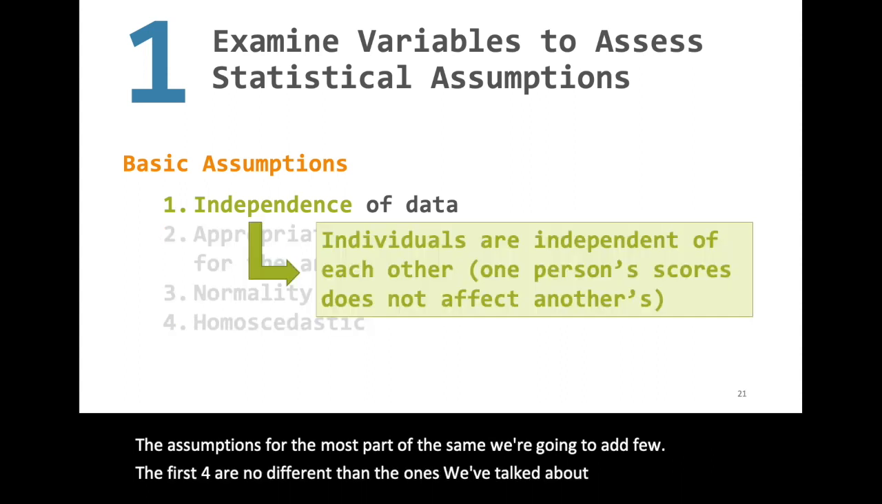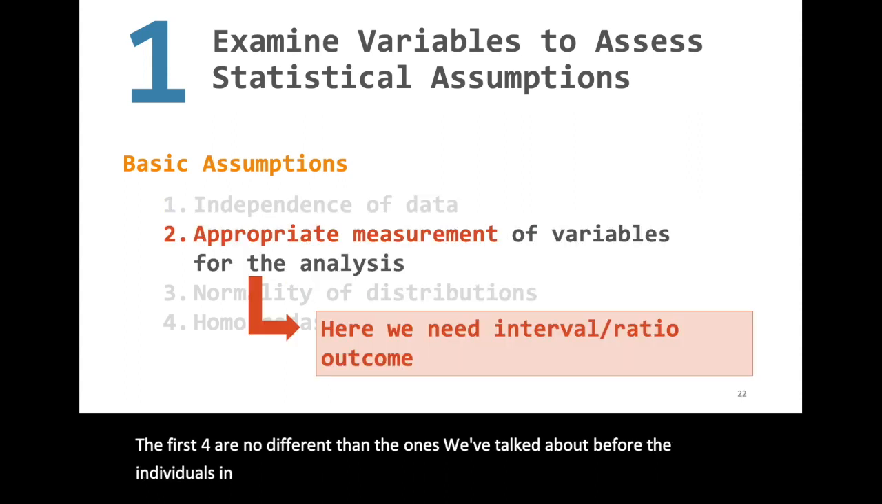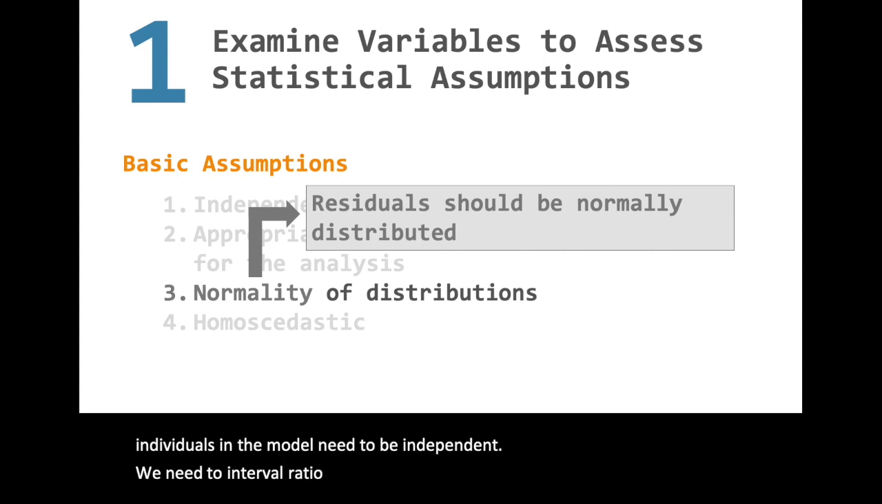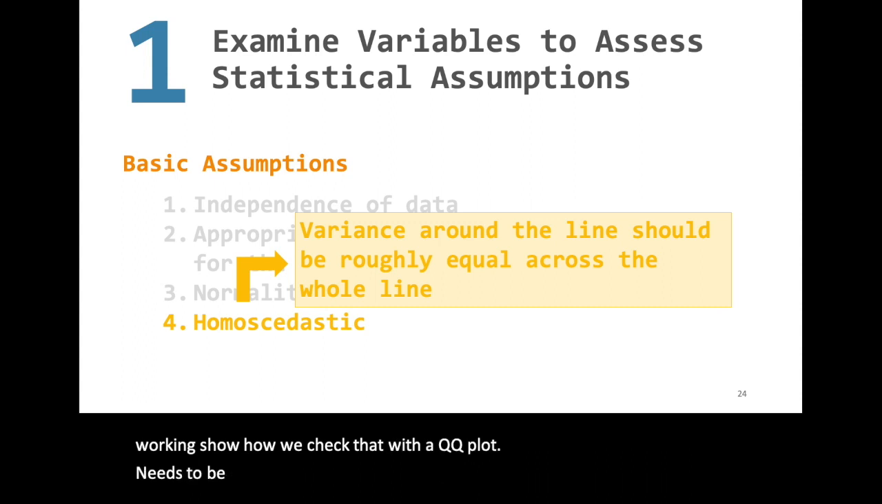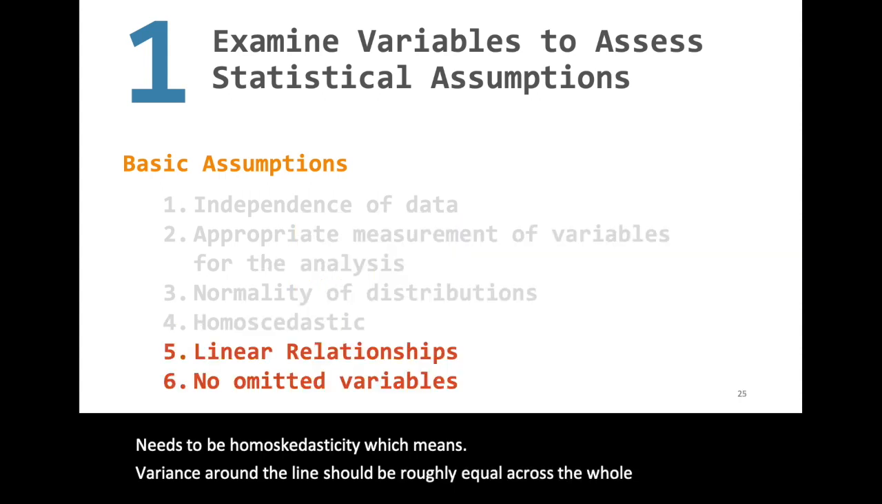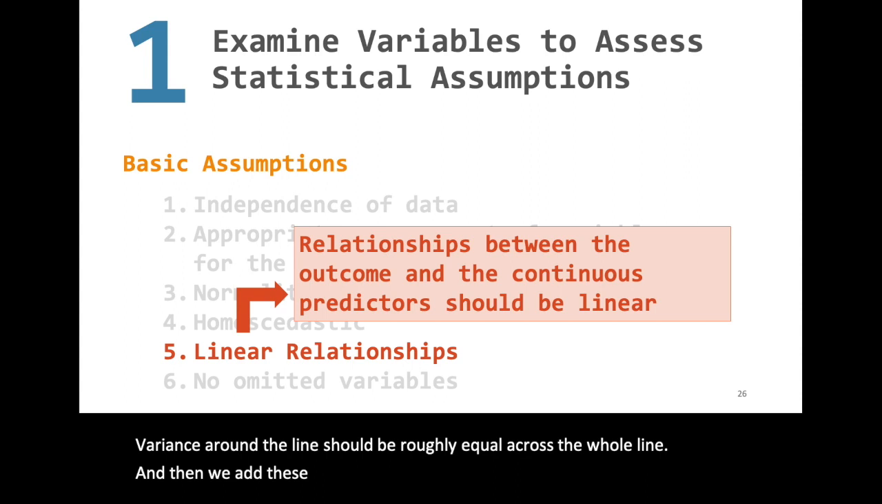The individuals in the model need to be independent. We need an interval ratio outcome. The residuals should be normally distributed. We're going to show how we check that with a QQ plot. It needs to be homoscedastic, which means the variance around the line should be roughly equal across the whole line. And then we add these 2 additional ones.